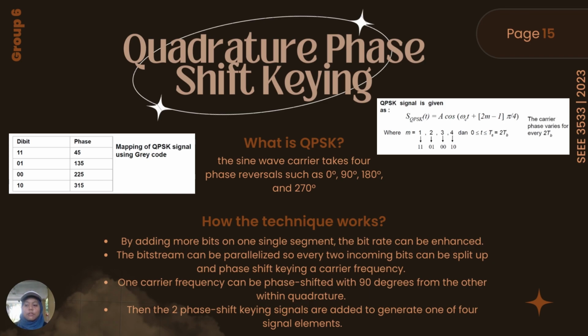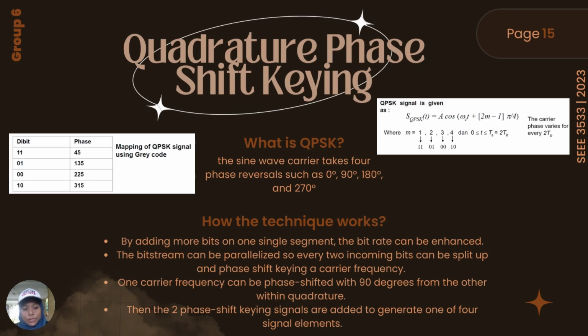So what is QPSK? QPSK is where the sine wave carrier takes four phase reversals from 0 degree to 360 degree. For example, 0, 90, 180, 270. It will transmit 2 bits per symbol or signal, i.e. 00, 01, 10, and 11. It is possible due to the fact that they are not limited to two states and it varies in terms of phase. Note that the receiver needs to extract the original information from the modulated signal, and maximum separation between the four phases is done to make it easy to distinguish the state.